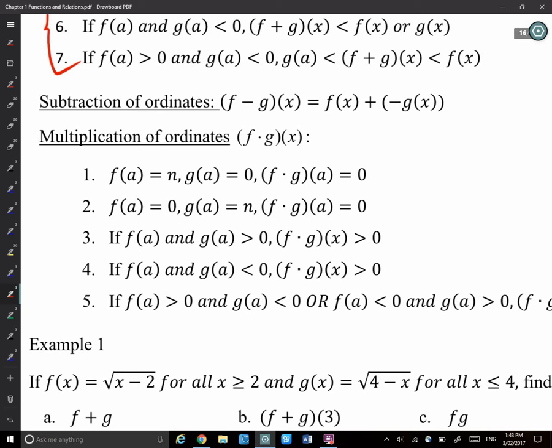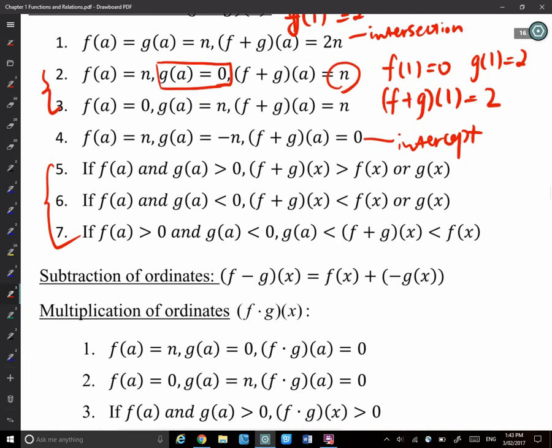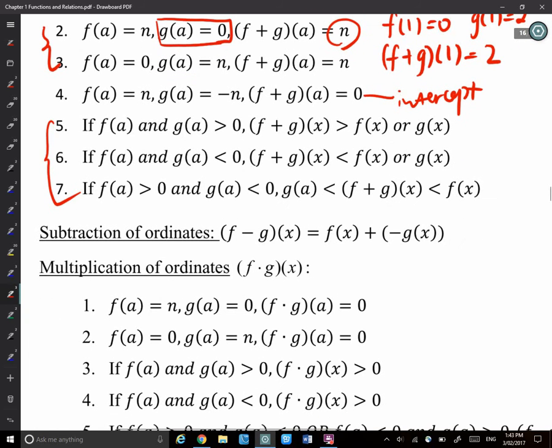Subtraction of ordinates. Subtraction is the same as adding the negative of the graph. If you have g(x), you just negate the graph, flip the graph first, and then do the same as the sum of graphs. Subtract and the sum will be the same. You just flip the graph by the x-axis, and then you sum them again.